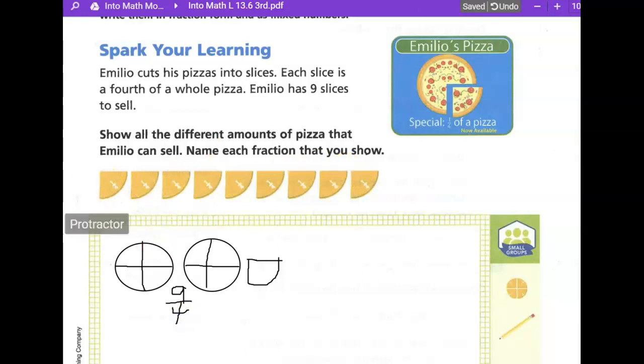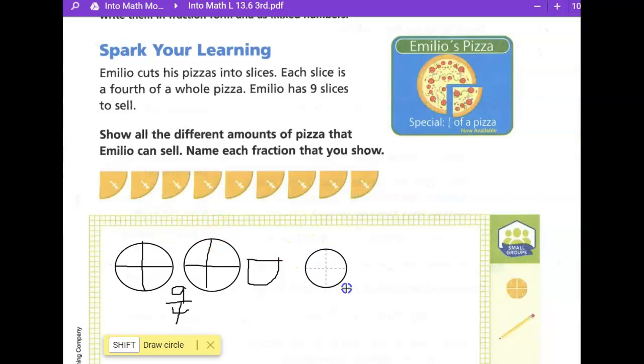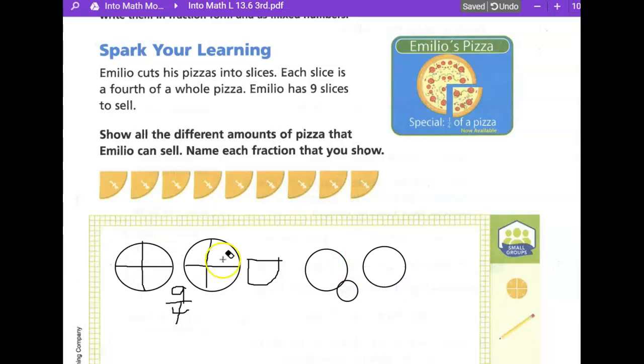Another way he could do it is maybe not sell all of them, he could just sell 2 of those wholes in fourth-size slices. I'm going to get rid of that right there. Okay, so he could sell 4 slices there and 4 slices here, and he would have 4 plus 4 is 8/4.